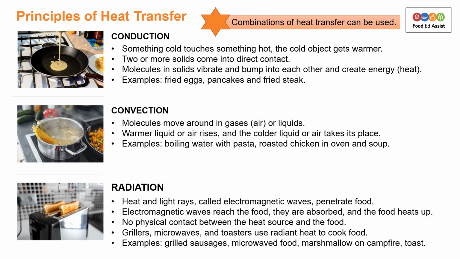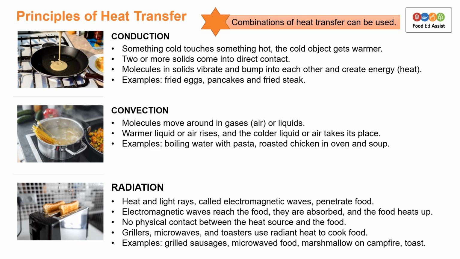Another principle of heat transfer is convection, and that occurs when molecules move around in gases, in air, or liquids. The warmer liquid or air rises, and the colder liquid or air moves down below or takes the place of where the warmer air was. So it occurs in a circular kind of motion. Examples of this in cooking are boiling water with pasta, roasting chicken in an oven, and even making soup on the stove.